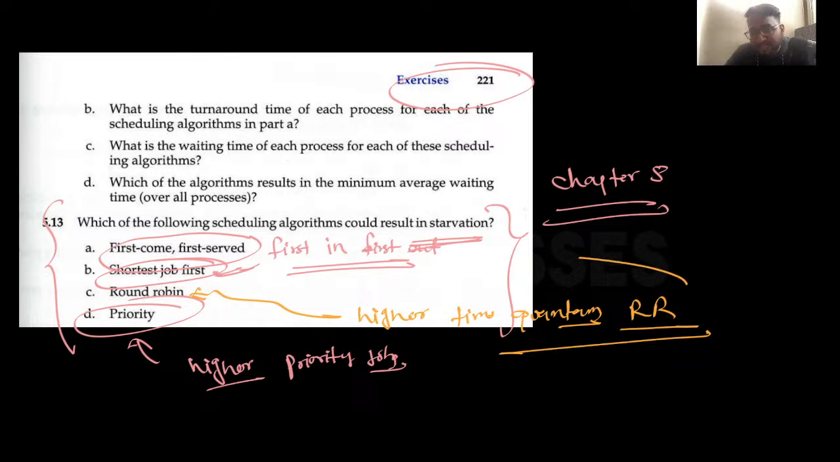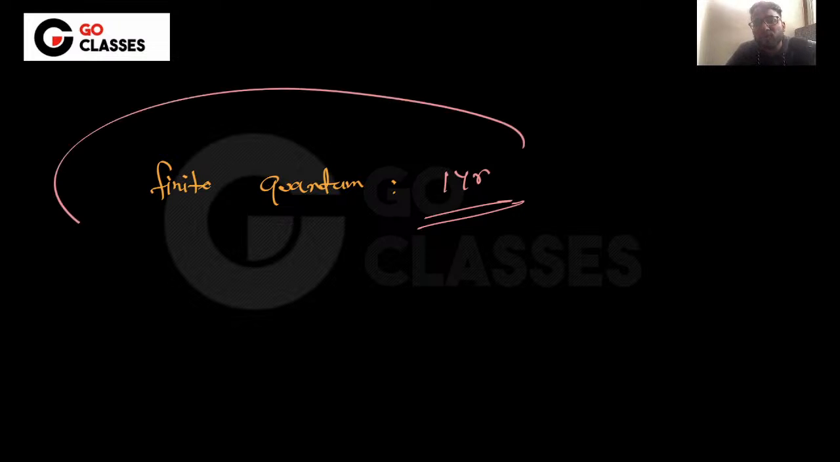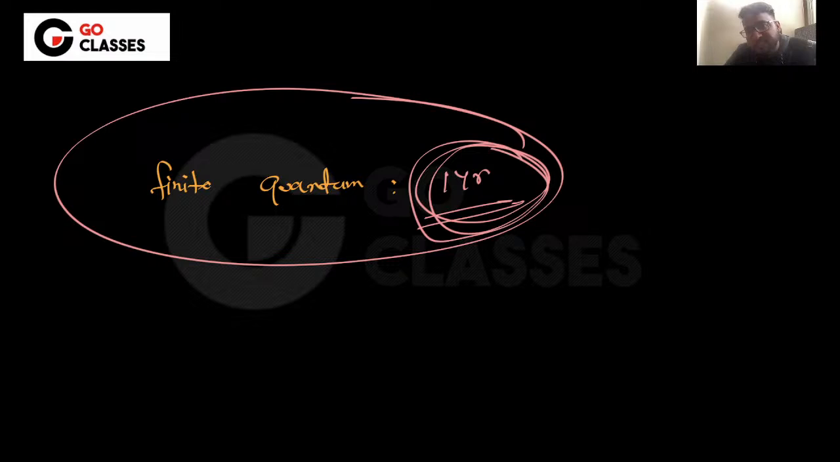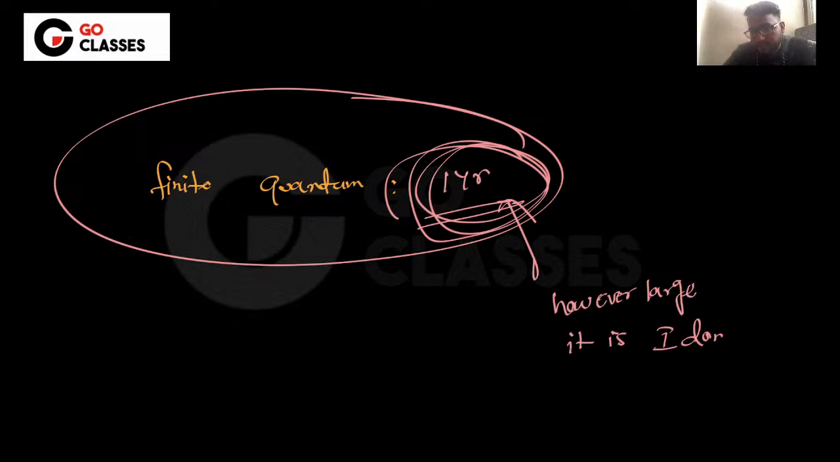The reason is that this round robin scheduler will have a finite quantum, whatever it is. It will have a finite quantum. Now you might say that this finite quantum is too big. Let's suppose you say that it is 1 year, I mean you will run one job for 1 year. That's fine as long as it is finite. However large it is, I don't care.